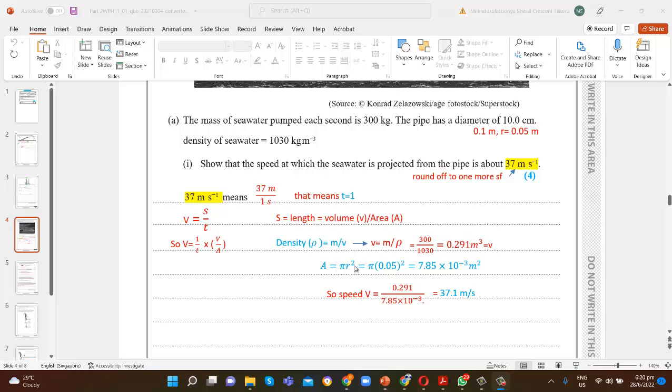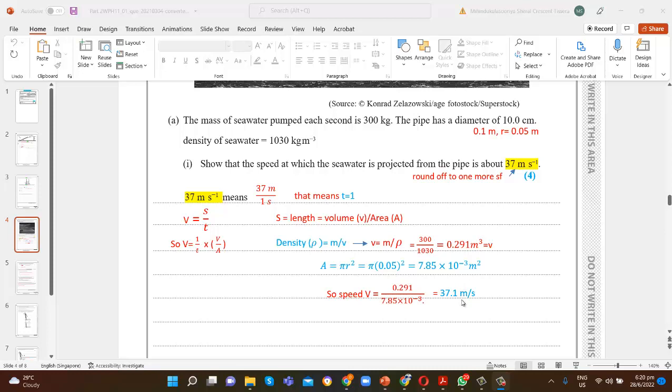You know area is pi r squared. You know r, then you can find a. So you know the length. So the speed will be 2.91 volume divided by area. So you get the length.